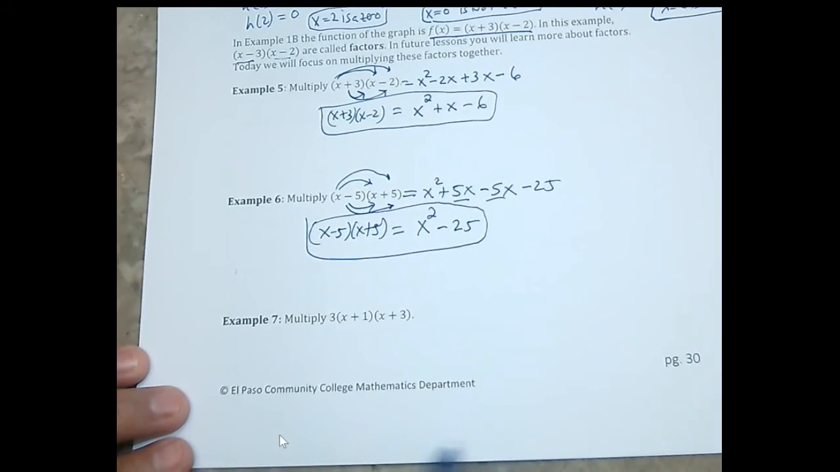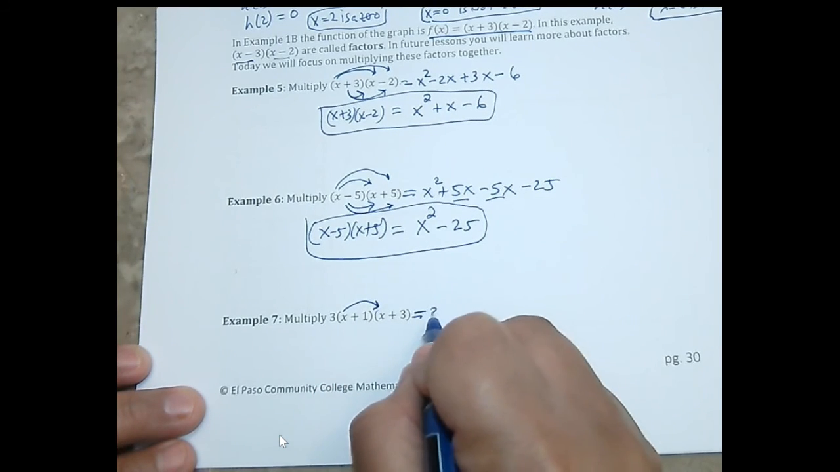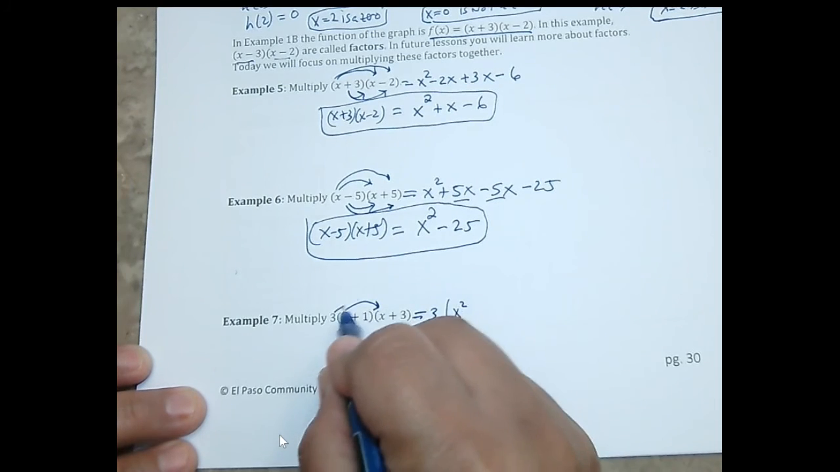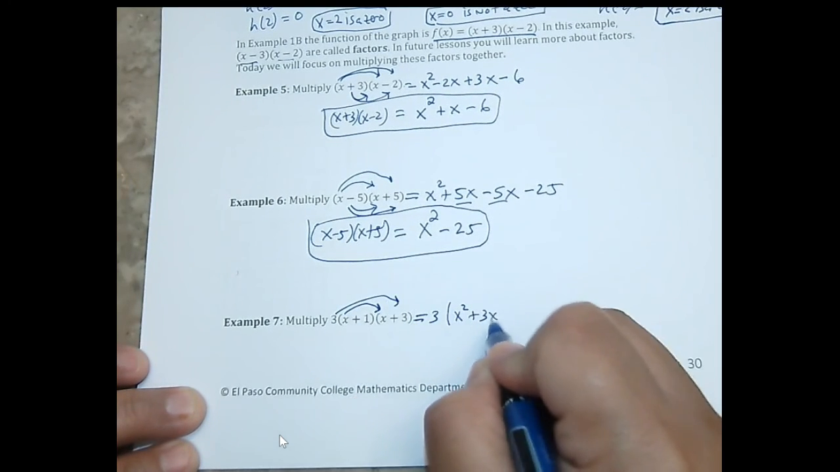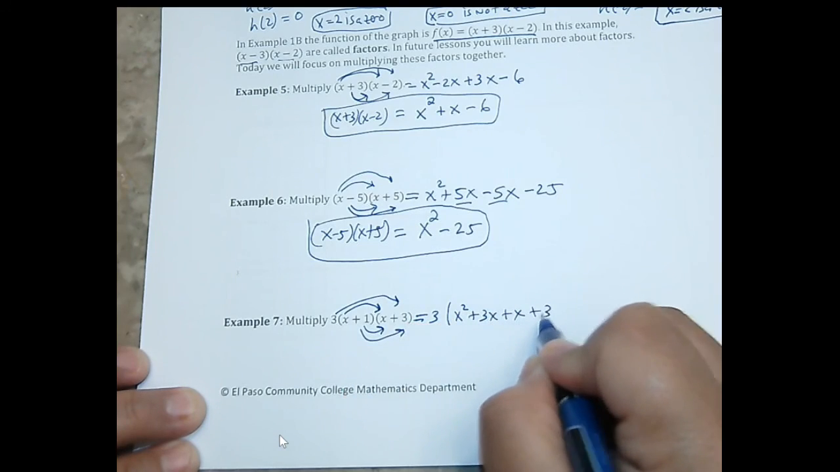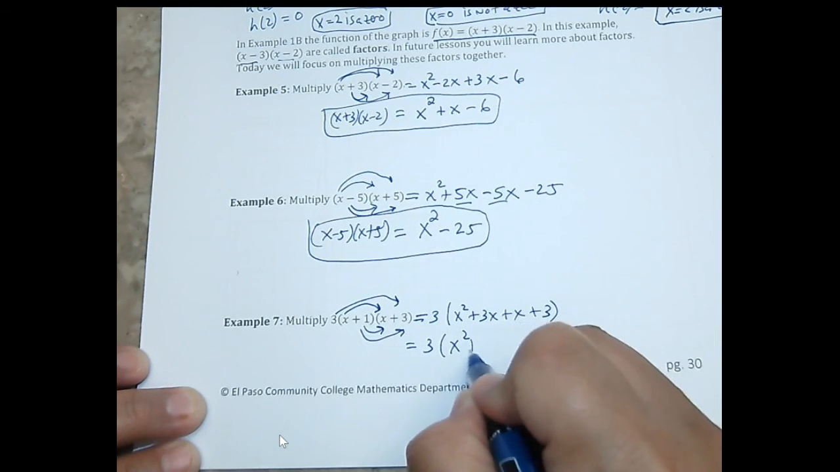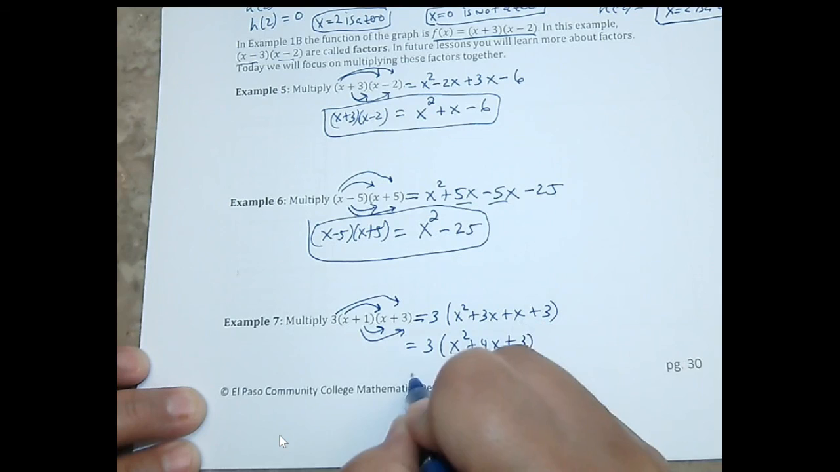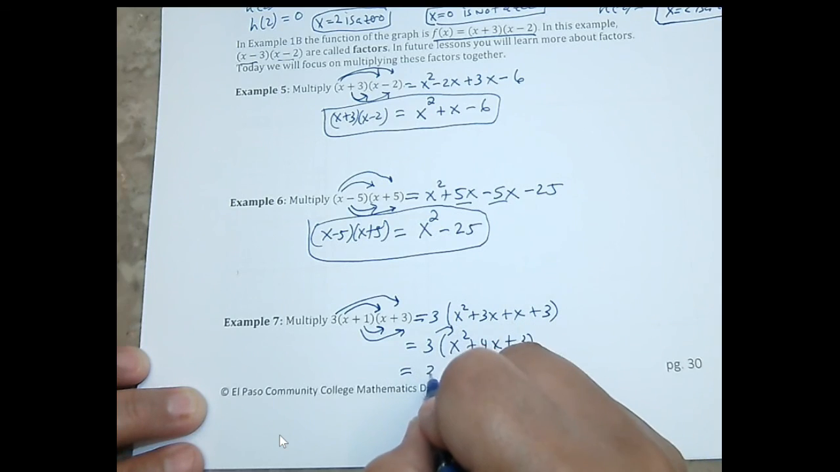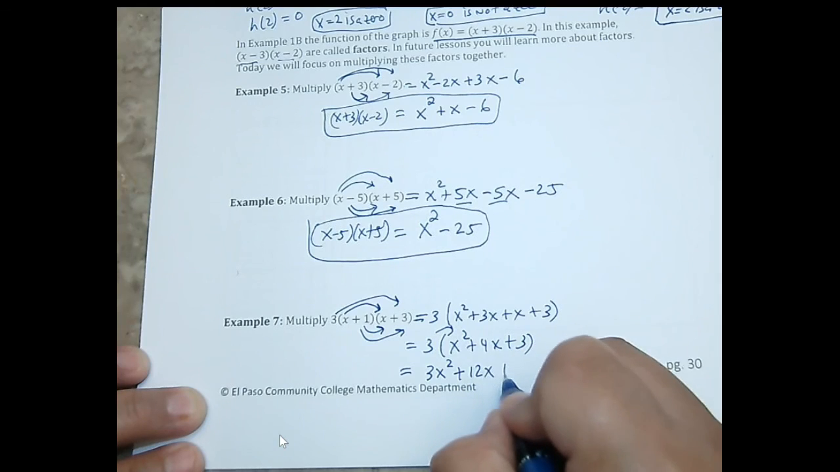Example 7. Here you can multiply the 3 in the parentheses first, and then that times this. Or you can also multiply x times x is x squared. x times 3 is 3x. 1 times x is x. And 1 times 3 is 3. Combine your like terms, so we get x squared, 3x plus x is 4x, and 3 plus... So 3 times x squared is 3x squared, plus 3 times 4 is 12x, plus 9.